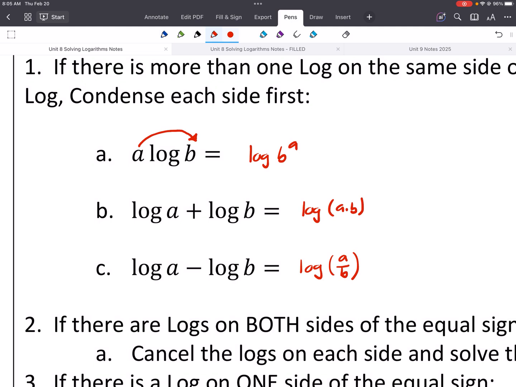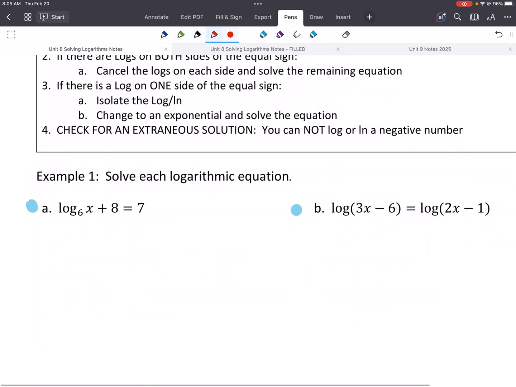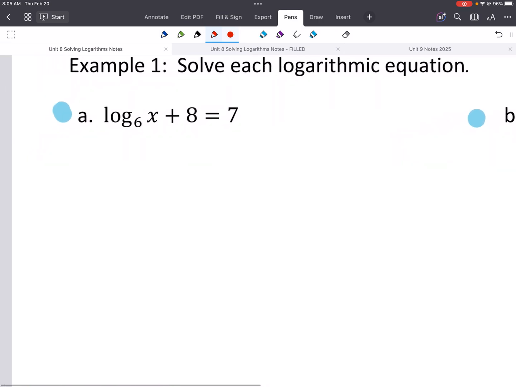Okay, so it's kind of similar to those exponent rules, just going the opposite direction. When we add, we multiply. When we subtract, we divide. Okay? All right, and then you can have a look at that if you feel like that's helpful. There's little hints here and there to help you get going. Okay? So let's go and try some of these problems.